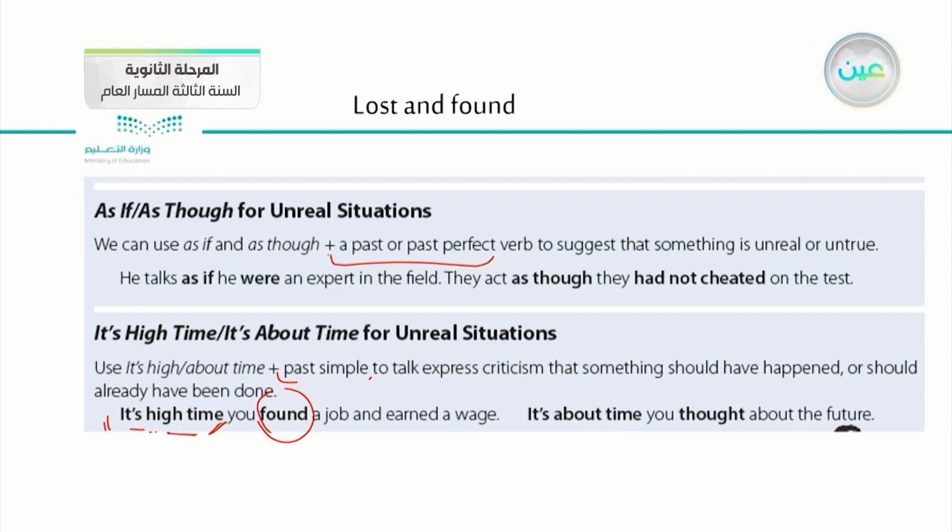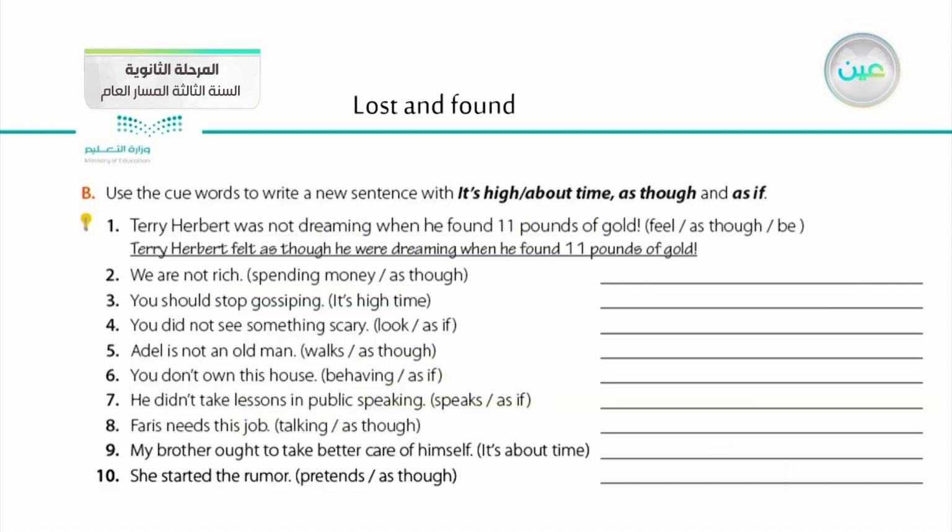Another example is it's about time you thought about the future. What does that mean? It means you should have considered that thing. You should have thought about your future. So it's about time you thought about the future.